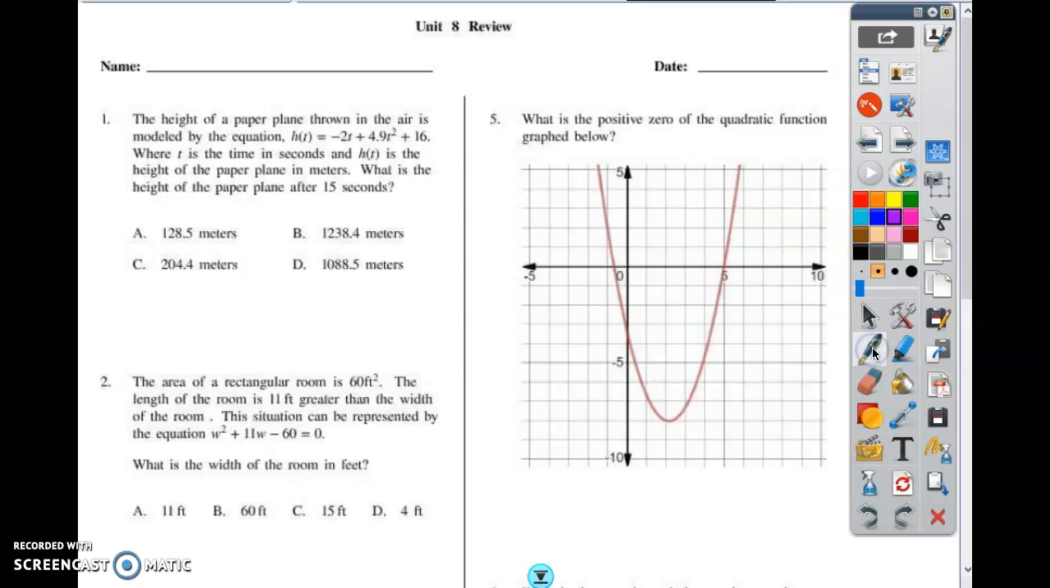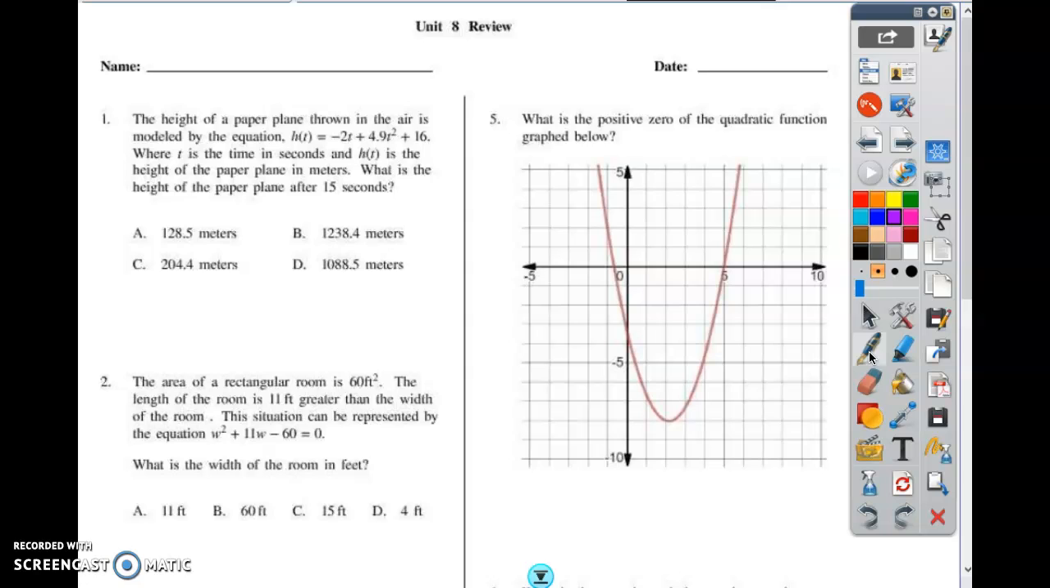Okay, on today's review, this is going to be almost exactly like tomorrow's test. If you don't know how to do one of these problems, make sure that you ask for help. I am not going to give you any of these answers. You need to put your answers in Schoology. But I am going to show you how to do some of these.